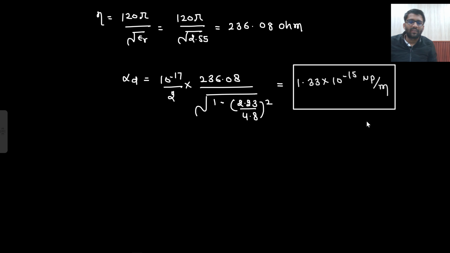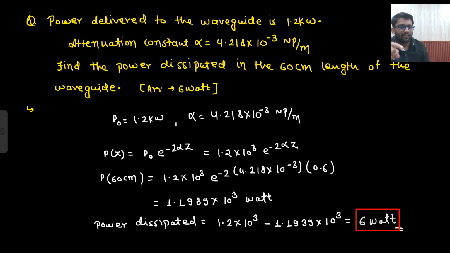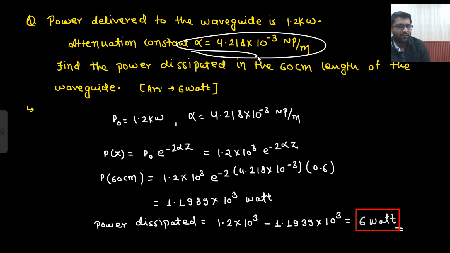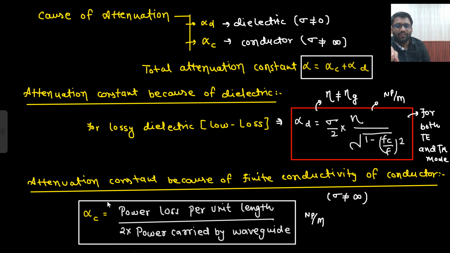Certainly this kind of question can come in your examination. They can ask you the value of alpha d. They are not going to ask you the value of alpha c. They will say that alpha c is 0, if they want to convert this particular problem into this problem, that they will give you the value of P naught, and they don't want to give you the value of alpha. So they will say that because of the conductor alpha c is 0, but because of the dielectric alpha d is that value that you need to find on your own, and then find the power dissipated in 60 centimeter length. Or if they want you to find the value of alpha c, then they will give you this data: power loss per unit length divided by 2 into power carried by the waveguide. Is that okay for you?